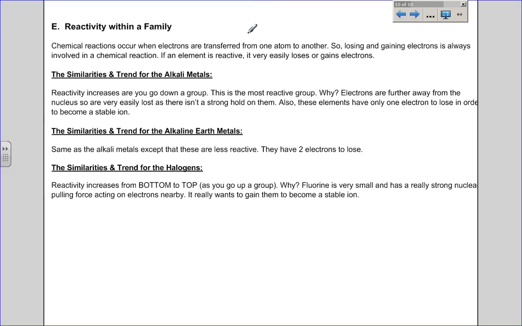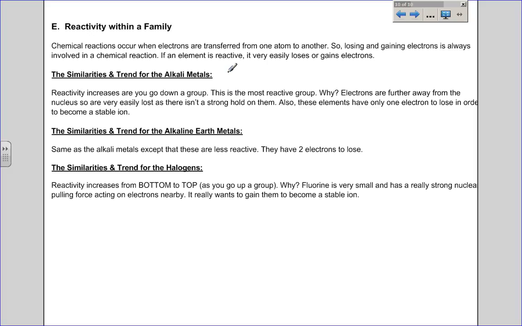The last property that we'll look at is the reactivity within a family. We're going to look at the reactivity of the metals, specifically the alkali and alkaline earth metals, and we're going to look at the halogens. When you want to look at the reactivity, what we need to do is look at what these atoms will do during a chemical reaction and look at what property will help us to explain the reactivity.